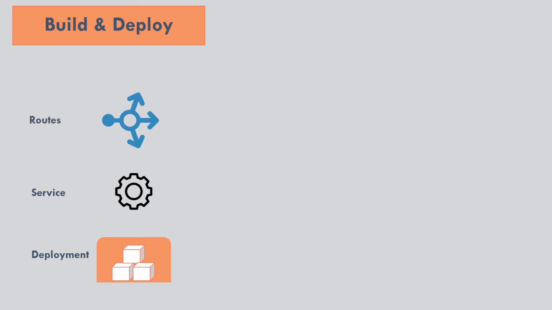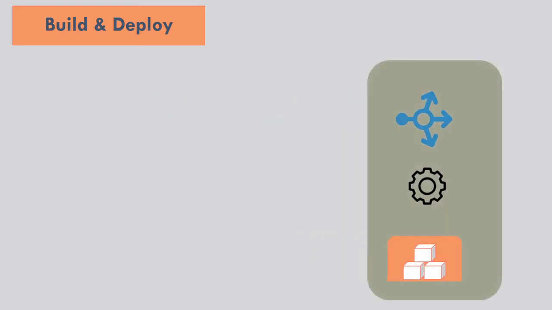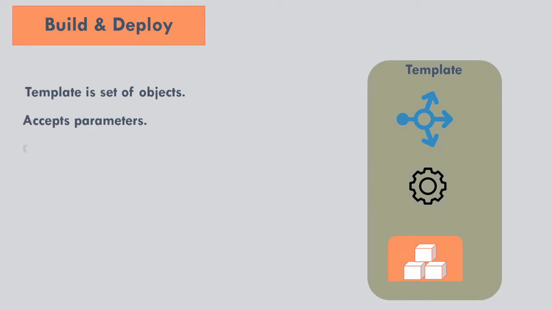A template describes a set of objects that can be parameterized and processed to produce a list of objects. A template can be processed to create anything you have permission to create within a project. For example, services, build configurations, and deployment configurations. You can create a list of objects from template using CLI or the global template library using Web Console. Let's understand this concept in the demo.